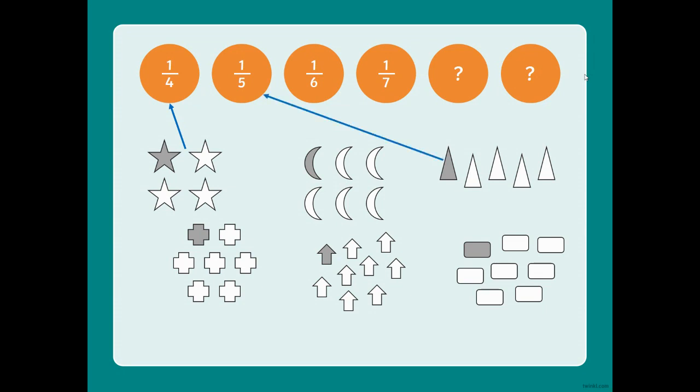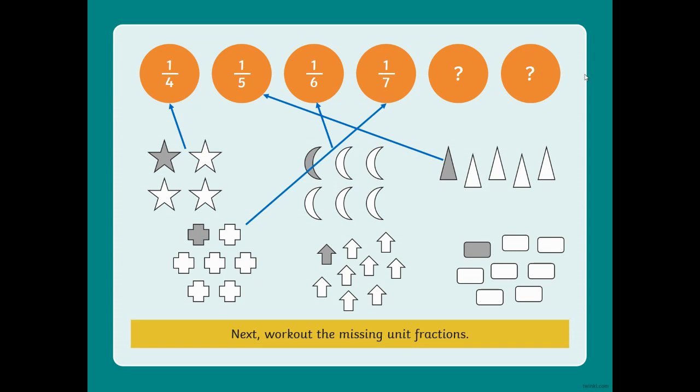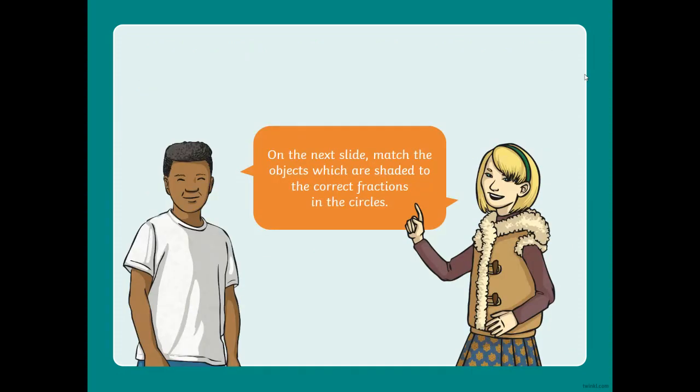How about those moons? Oh, sorry. Triangles. We're going to hop over the triangles. The triangles are 1/5. The moons are 1/6. The crosses are 1/7. How about the missing ones? Those rectangles are 1/8, and those arrows are 1/9.